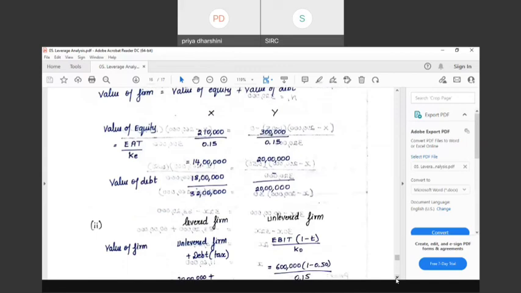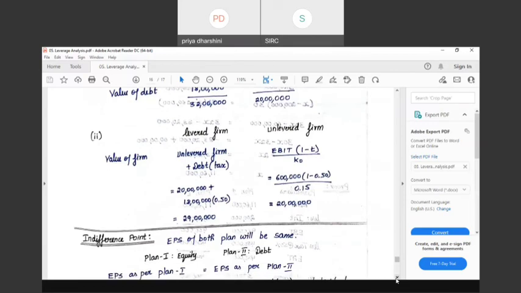Next, coming to net operating income approach, although we are not doing it under net operating income approach, here we classify the firm into a levered firm and an unlevered firm. Which is a levered firm here? The firm which has debt in its capital structure is the levered firm. So company X is a levered firm. Company Y will be an unlevered firm. First, we have to find the value of the unlevered firm. After finding the value of the unlevered firm, with that you will find the value of a levered firm. Value of levered firm is value of unlevered firm plus debt into tax rate. So first let's find the value of an unlevered firm.